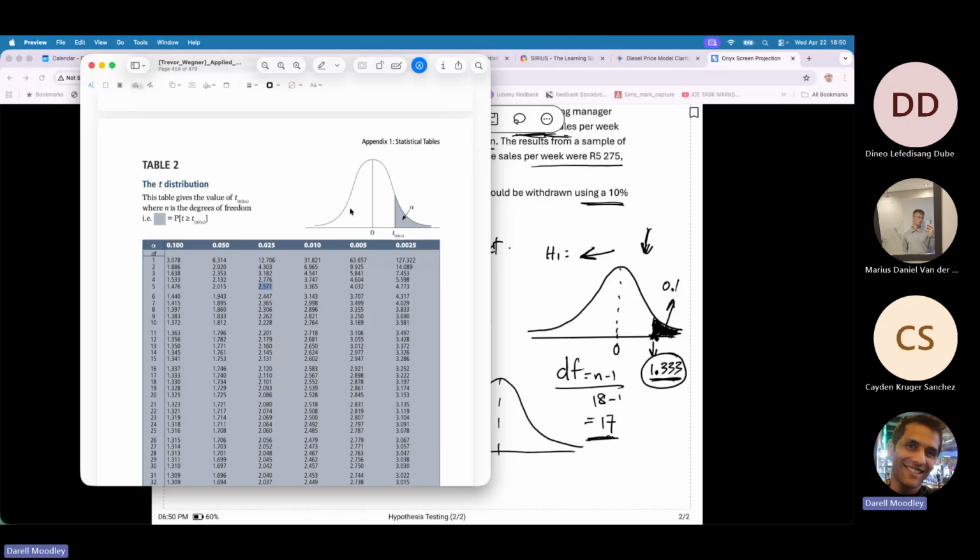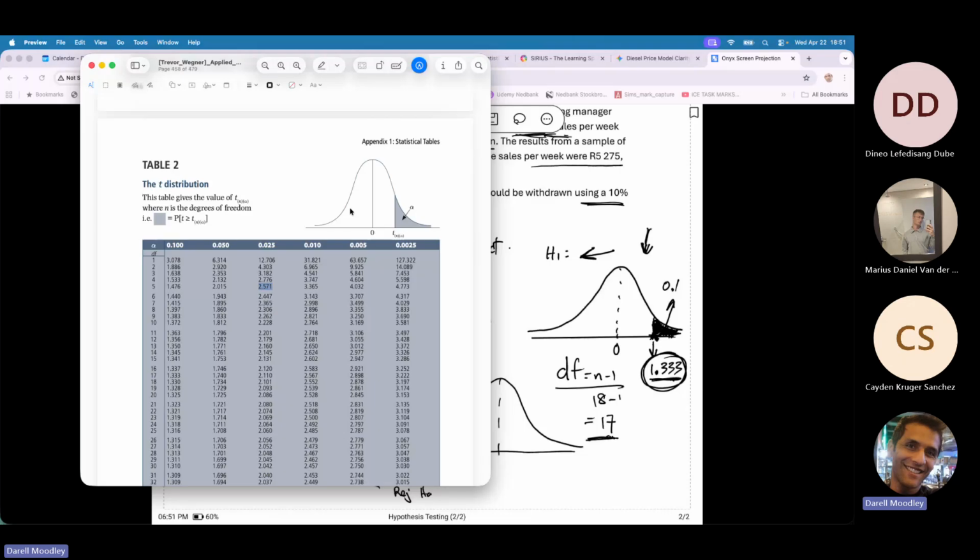But we are dealing with the left-hand side, the lower tail test, right? So it's a lower tail test. So the equivalent here will be negative 1.33. So everything on the left of this, we're going to reject H0, because that is our critical region.